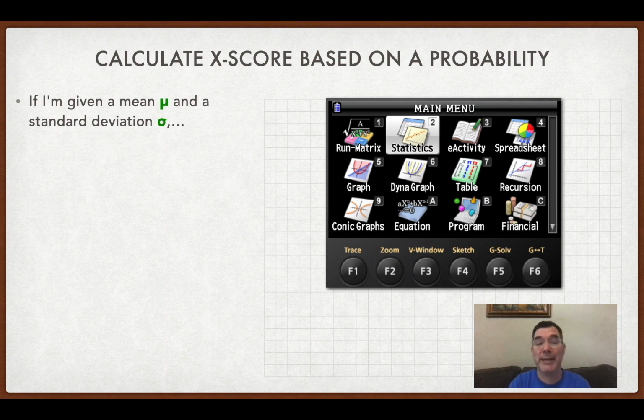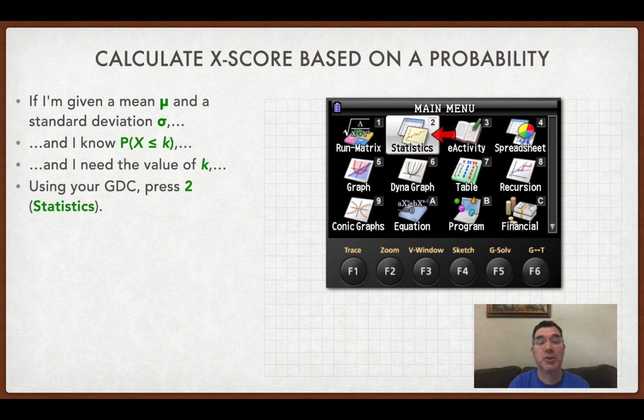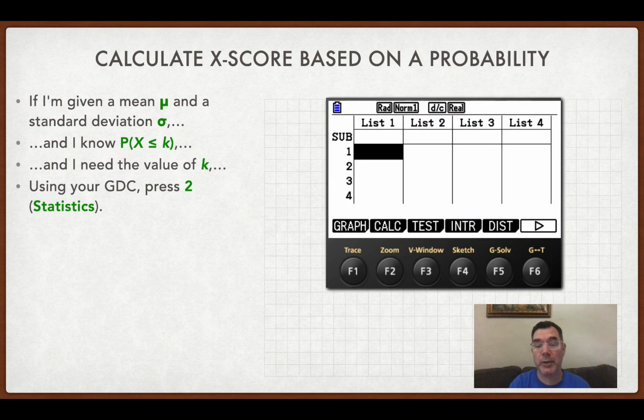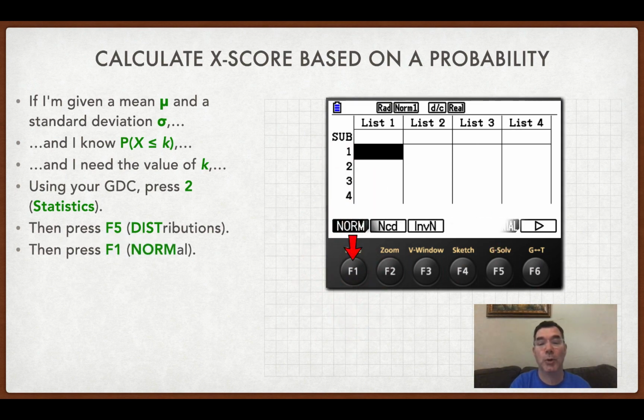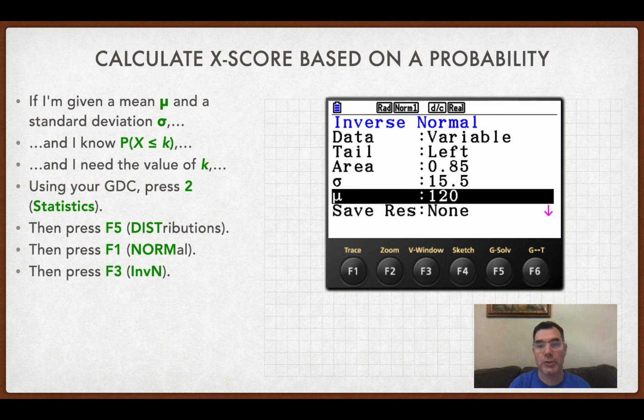So let's say I have a mean, I have a standard deviation that's been given to me, and I have a probability of X being less than some value, and I need that value. Well, that's actually the opposite of what I'm normally asked to do. So what I do is I follow the normal steps. I go to statistics, I press F5 for distributions, I press F1 for normal, but now since I'm doing the opposite of what I would normally do, I press F3, which is inverse normal. So now I'm allowed to do the opposite of what I would normally do.